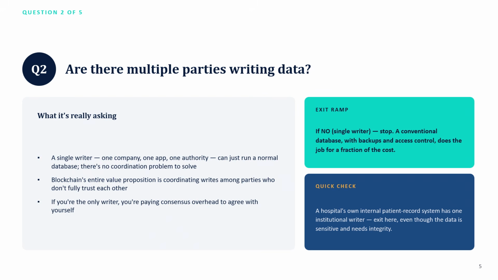Second question: how many independent parties actually write to this record? If it's just one company, one app, there is no coordination problem. You can run a normal database with proper backups and access control. Blockchain earns its cost when multiple parties who don't fully trust each other all need to write and need to agree on the result.